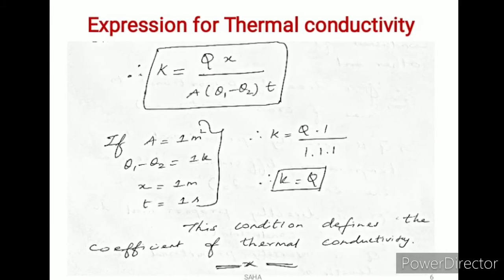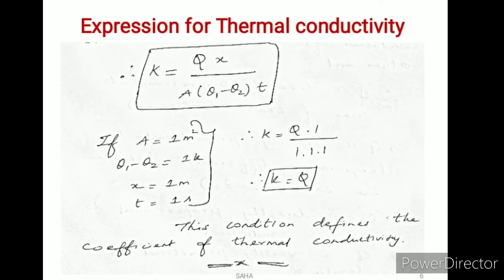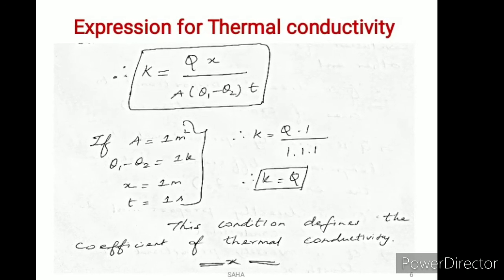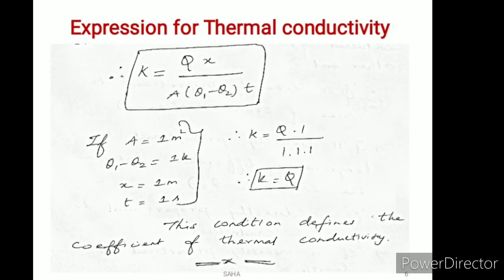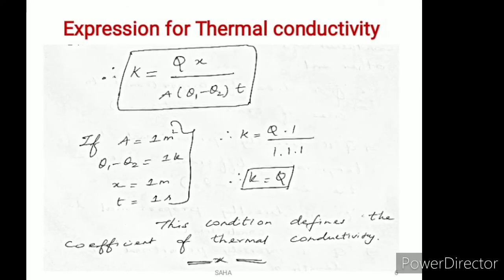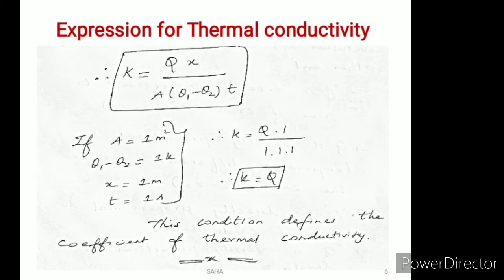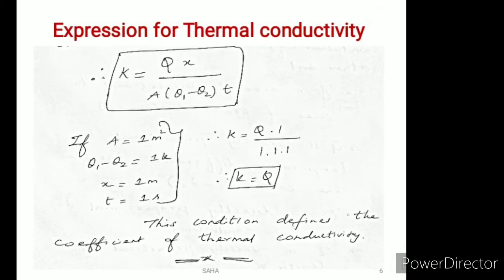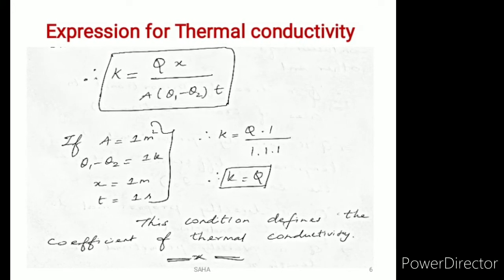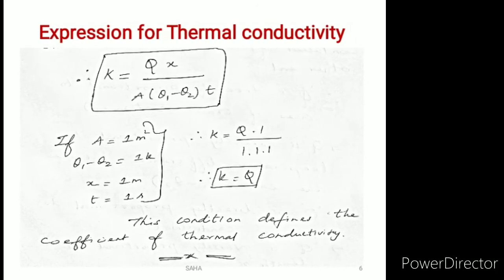In this final equation, we consider everything as one unit except K and Q. So A is equal to 1 meter square, theta 1 minus theta 2 is equal to 1 Kelvin, x is equal to 1 meter and t is equal to 1 second. If you substitute all the values in this equation, we get K is equal to Q. So finally we conclude this expression for thermal conductivity. This condition defines the coefficient of thermal conductivity.